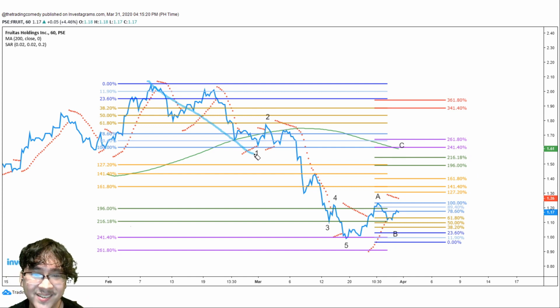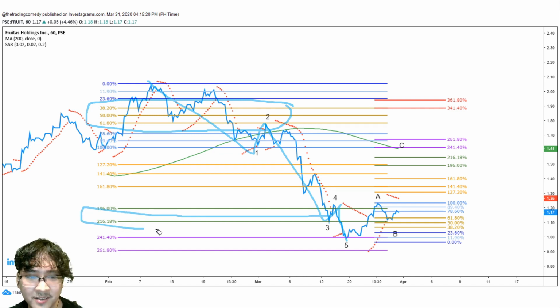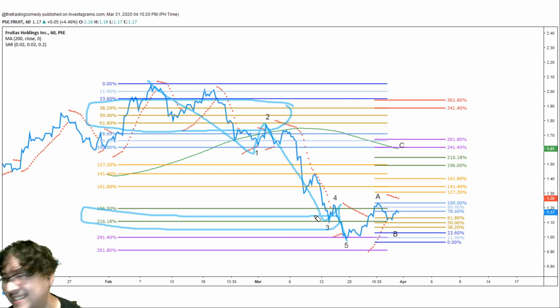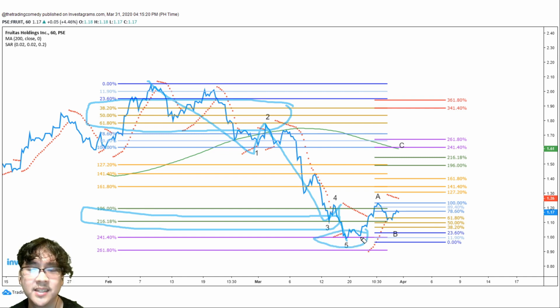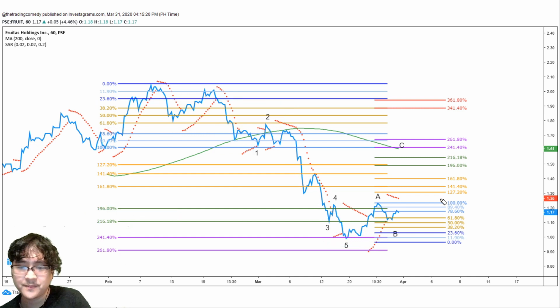If you're going to look 1, 2, 3, 4, 5, and you also notice that it kind of hit dun sa color coding levels natin. If you actually see the magic of this retracement, it's crazy. I know it's crazy. Ayan, so that's probably the levels. And then you'd probably count ABC from here.